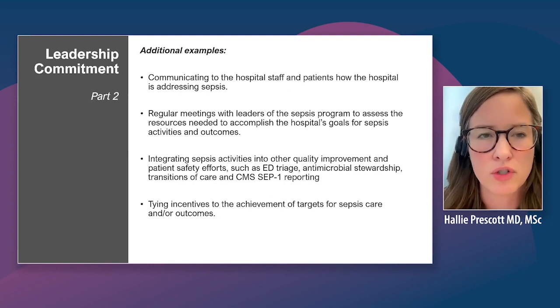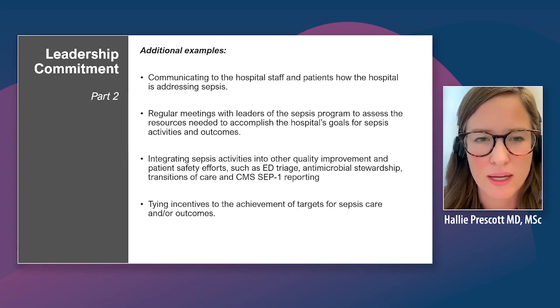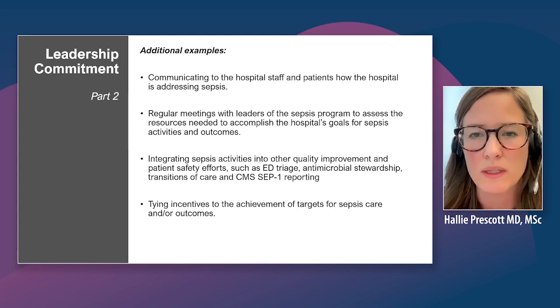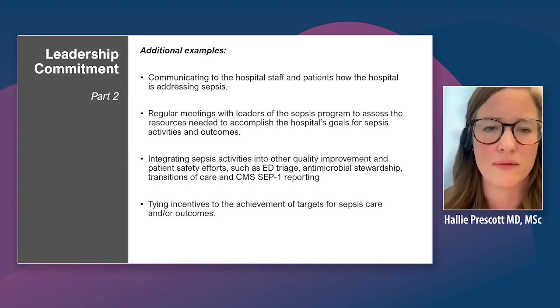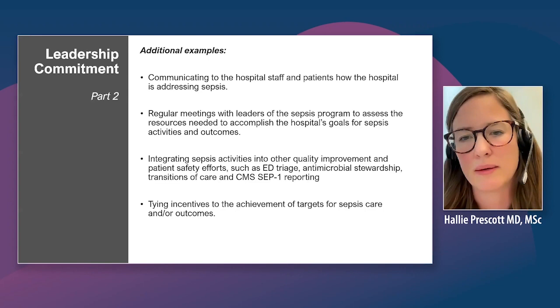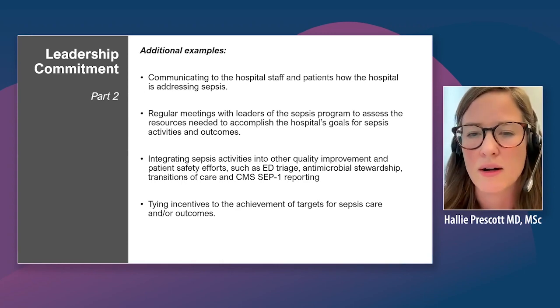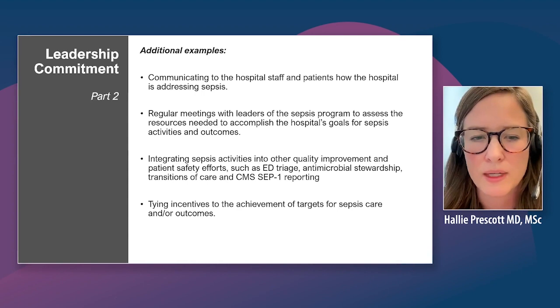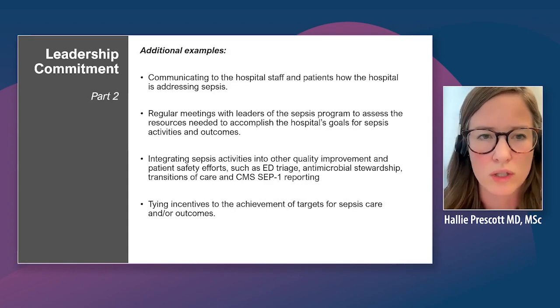Additional examples to show leadership commitment include communicating how the hospital is addressing sepsis, both to staff and to patients and families, having regular meetings between the leaders of the sepsis program to assess the resources needed to accomplish the hospital's goal for sepsis activities and outcomes, integrating sepsis activities into other quality improvement and patient safety efforts, such as emergency department triage, antimicrobial stewardship, transitions of care, and the CMS SEP-1 reporting, and tying incentives to achievement of targets for sepsis care and/or outcomes, essentially incentivizing hospital staff to work towards those goals.